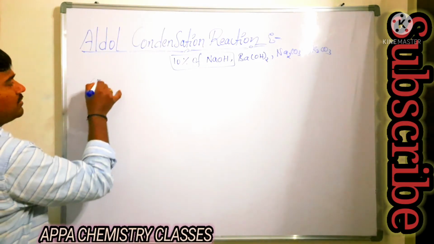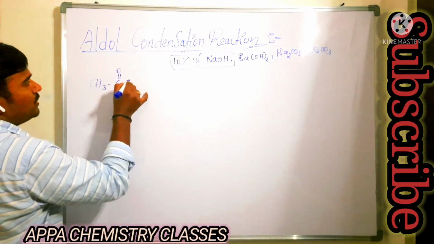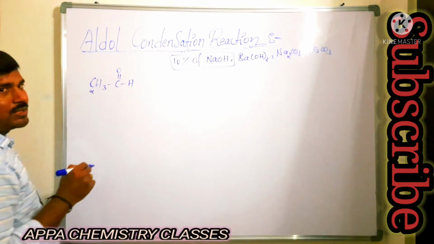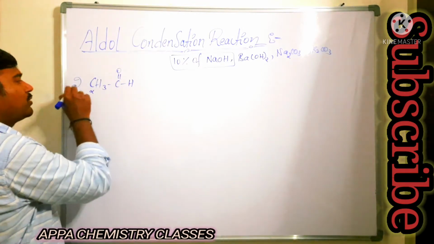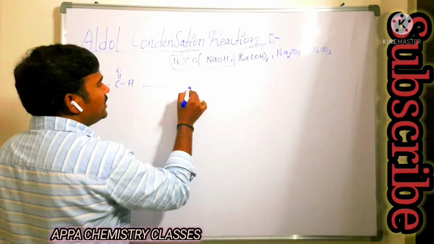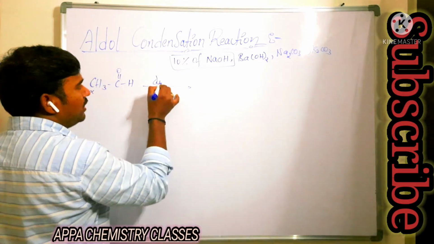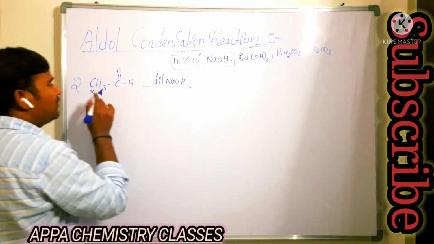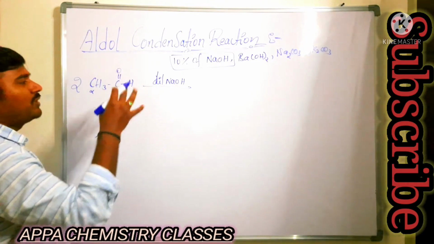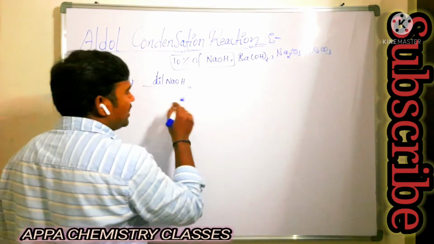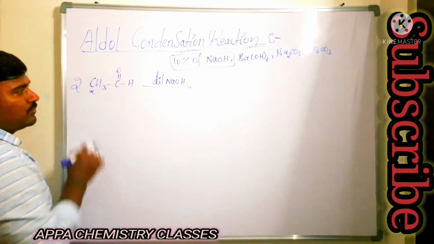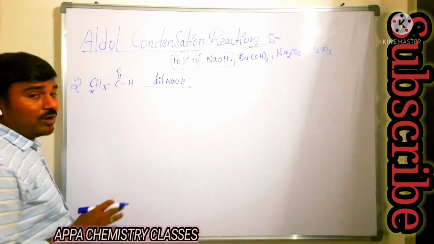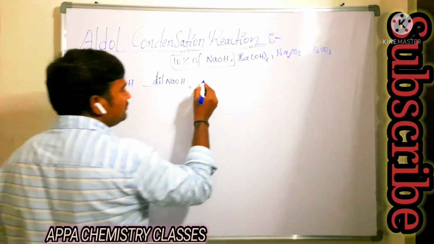We'll take the first reaction. This is acetaldehyde. The carbon adjacent to the carbonyl carbon is called the alpha carbon. We are taking 2 moles of acetaldehyde and reacting with dilute sodium hydroxide. Whenever you see dilute sodium hydroxide with at least one alpha hydrogen, it is definitely an aldol condensation. Out of 2 moles of aldehyde, 1 mole acts as electrophile and another mole acts as nucleophile.